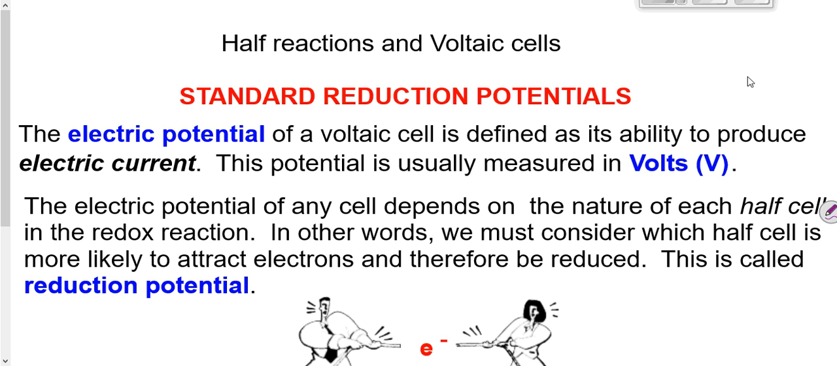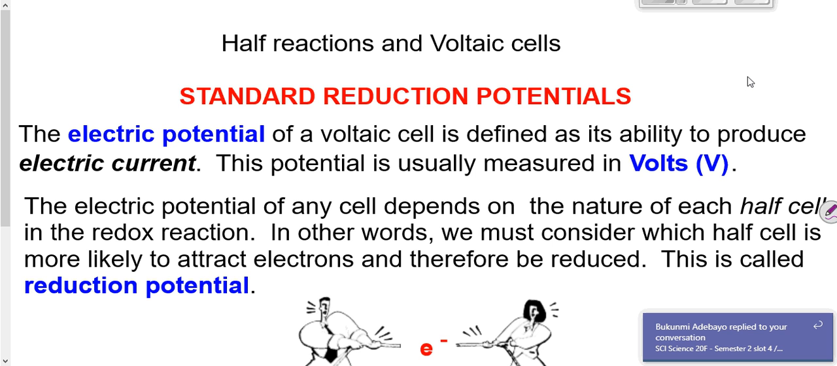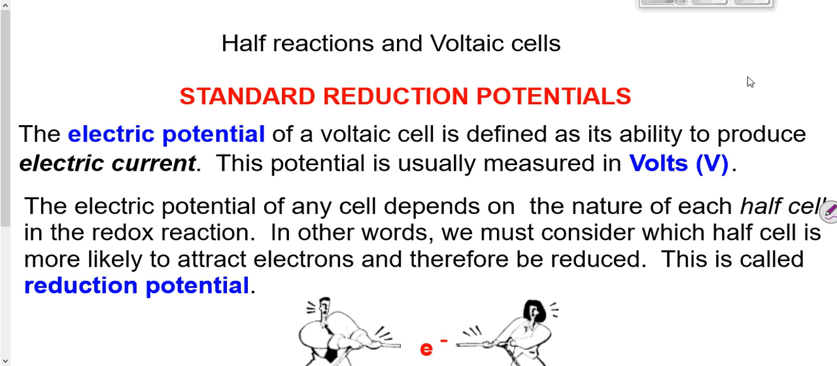Okay, grade 12, this is our last lesson in redox chemistry, and we are going to be taking a look at how we can calculate the standard reduction potential, or the voltage produced when we combine a couple of different elements to make a voltaic cell.